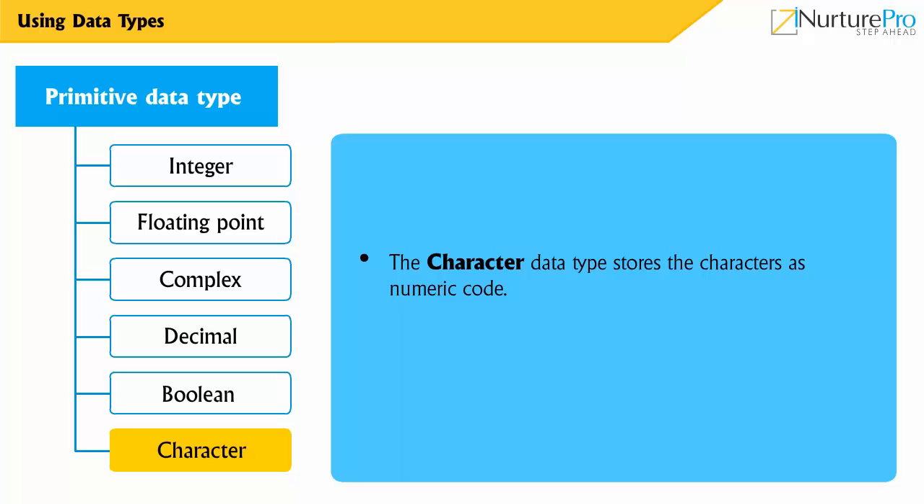The character data type stores the characters as numeric code. The most commonly used coding was the 8-bit code. ASCII is the most commonly used code which gives 128 characters. Alternatively, a 16-bit code defined as Unicode includes characters from natural languages.